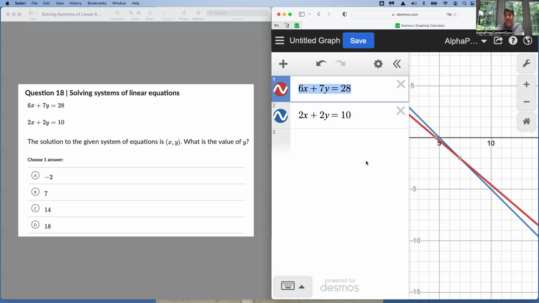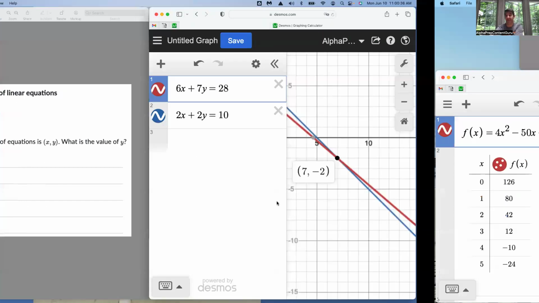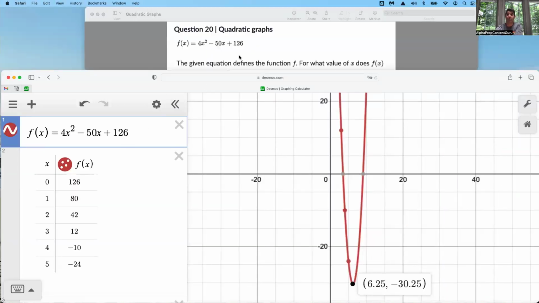In addition, when you put the equations in, you can click on the actual line or next to the equation, and you can click on the gray dot where they cross and find the value of y for the solution to the system of equations, and know that the answer here is A. Pretty cool.